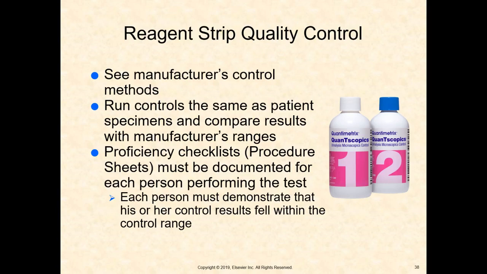With these strips, we always have to run quality control. We'll have some quality control bottles that look very similar to this. We run the controls the same as patient specimens and compare the results to the manufacturer's ranges. So level 1 would be normal, and level 2 is usually abnormal. This tells us that the test strips are actually working.